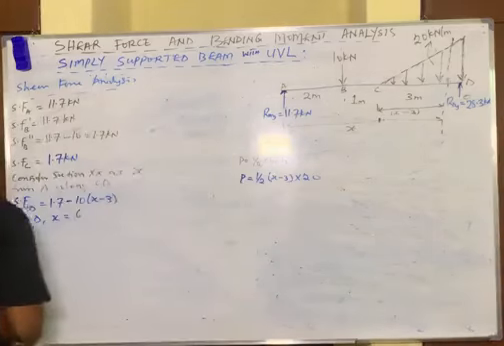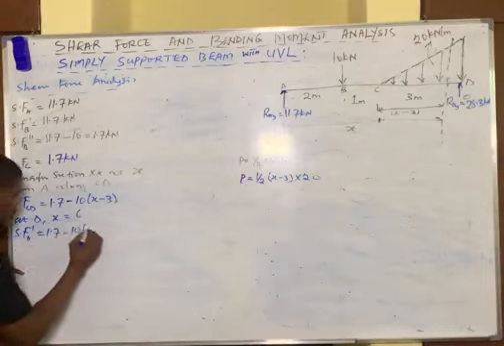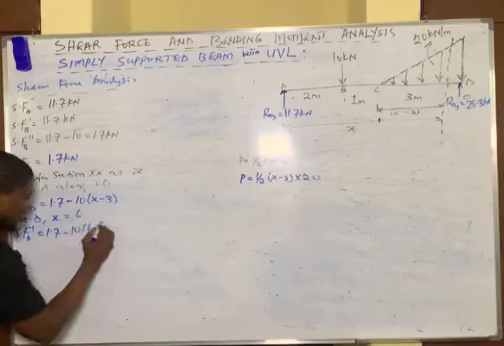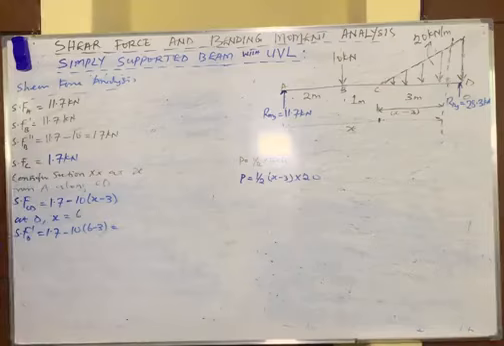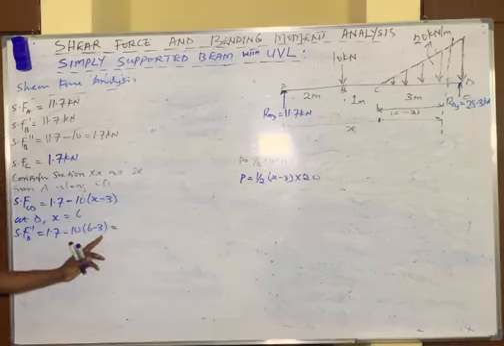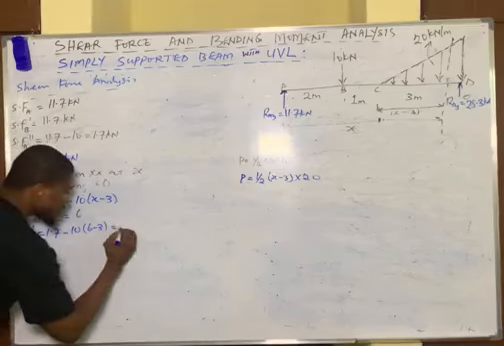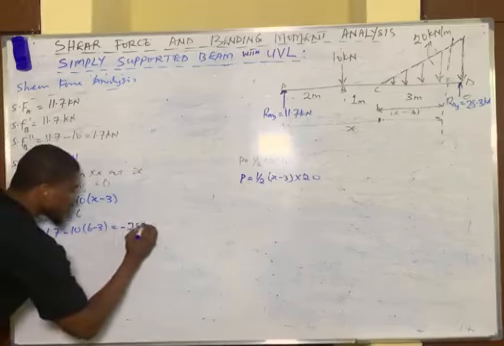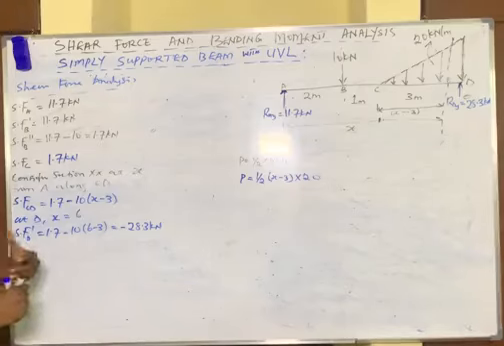So this is going to be equal to 1.7 minus 10 into x is 6 minus 3. I will simply evaluate everything all together just to save time. So 6 minus 3 is 3. 3 times 10 is 30. 1.7 minus 30 will simply give us negative 28.3 kilonewtons. So this is now the initial shear force at point D.